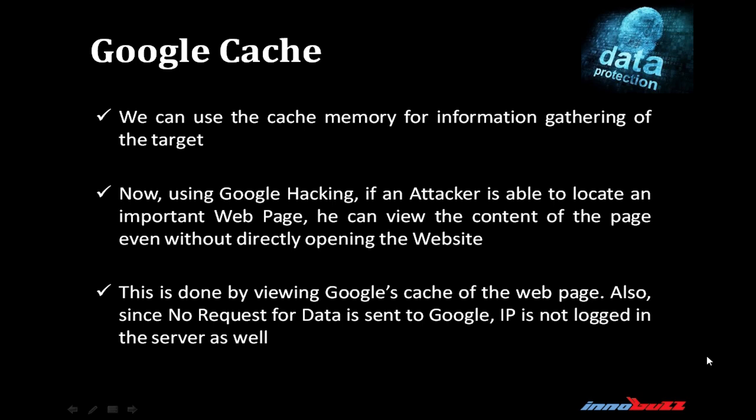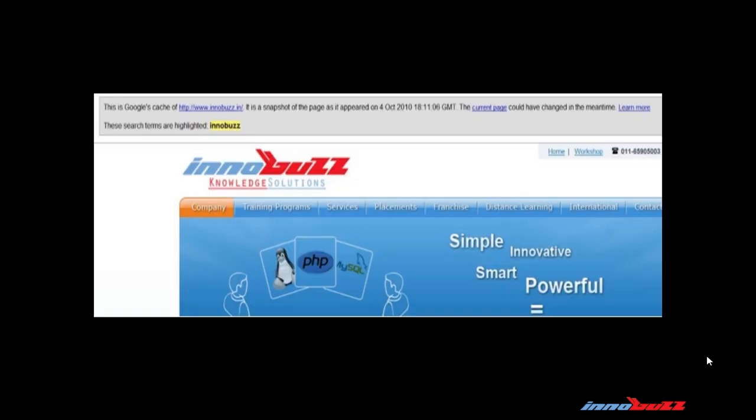Now, using Google hacking, if an attacker is able to locate an important web page, he can view the content of the page even without directly opening the website. This is done by viewing the Google cache of the web page. Also, since no request for data is sent to the site, the IP is not logged on the server as well. This is a Google cache of inobus.in. It appears on a particular date. You can view the content of the page without pinging that website.